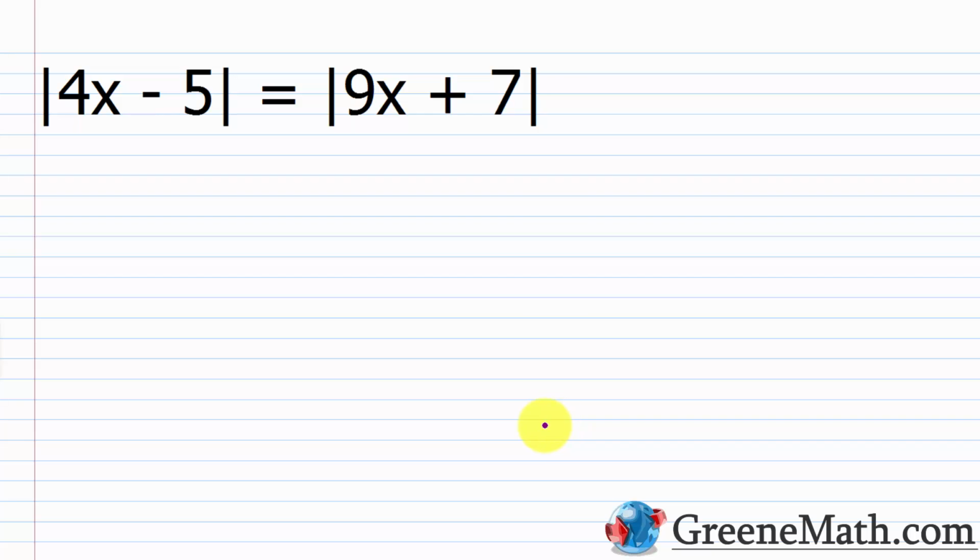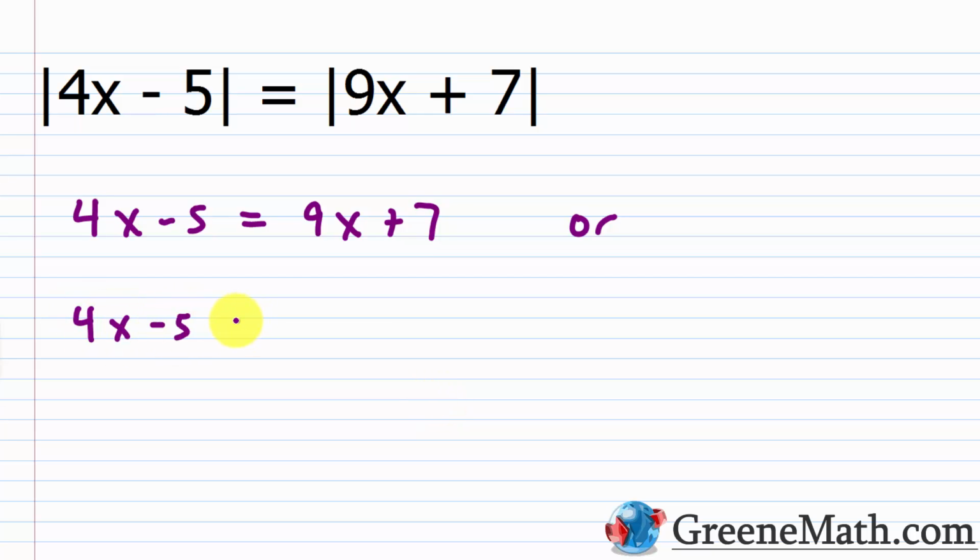So let's look at our example. We have the absolute value of 4x minus 5 is equal to the absolute value of 9x plus 7. So again, I'm going to drop the absolute value bars. So I'm just going to say this is 4x minus 5 is equal to 9x plus 7. So I'm going to solve that. Then you have or. I'm going to drop the absolute value bars. So I'm going to have 4x minus 5 is equal to, you have 9x plus 7.